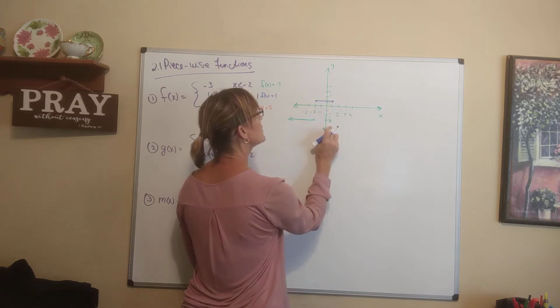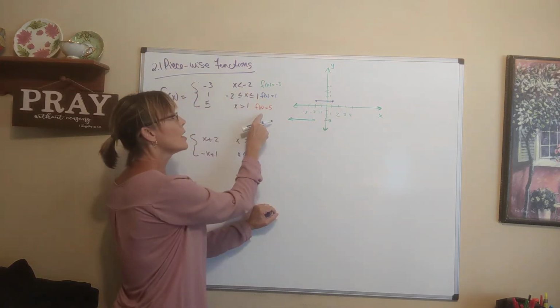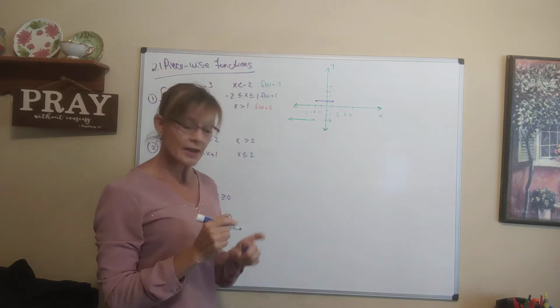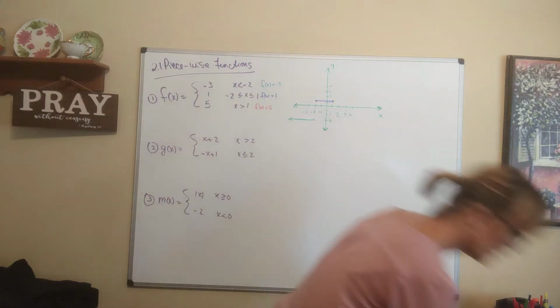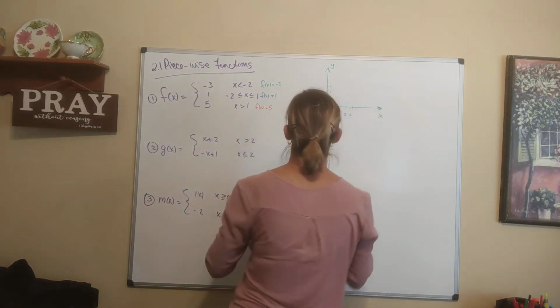But as soon as it gets to the right of 1, greater than 1, it jumps up to 5. So we've got to go all the way up to 5. Let's put that piece on there. This is 5.